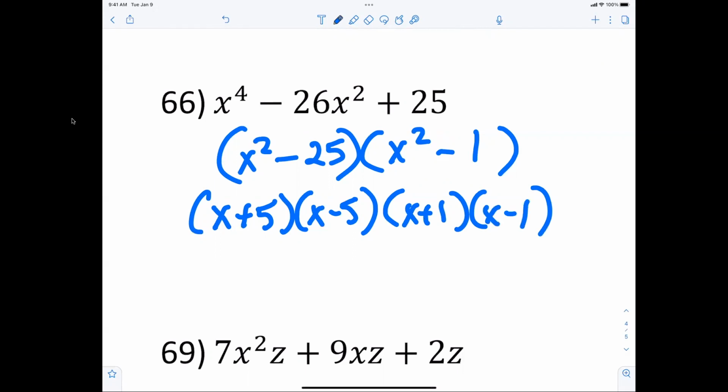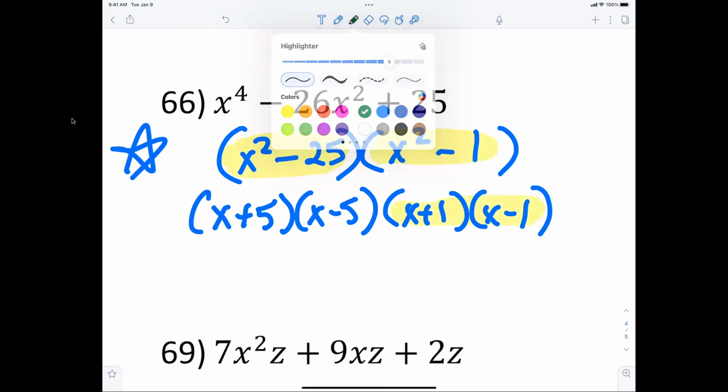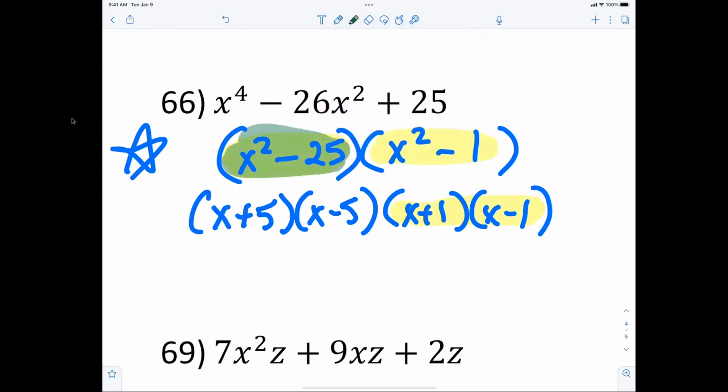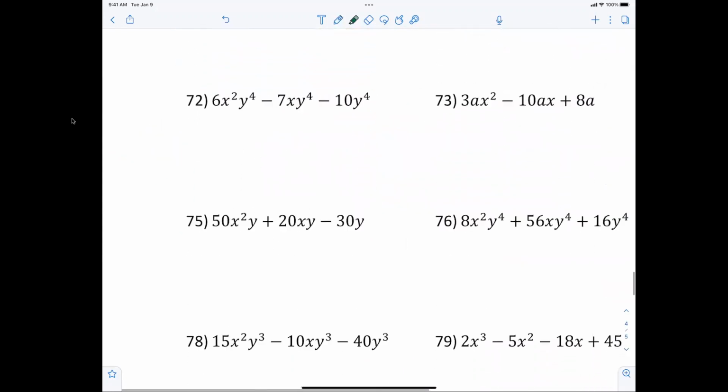All right, 66 is a really tricky one. You do the X plus 5 and X minus 5. Well, because x squared minus 25 can be factored. X squared minus 1 is a result of that. And then we say this guy right here is factored. All right, let me see if there's something else.